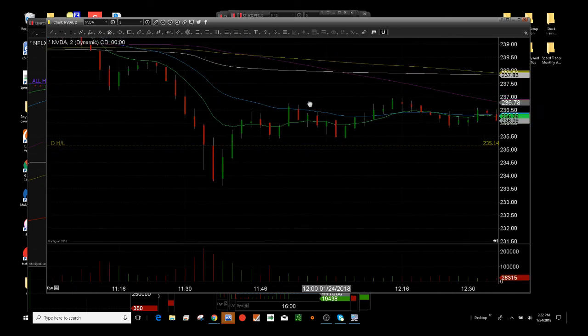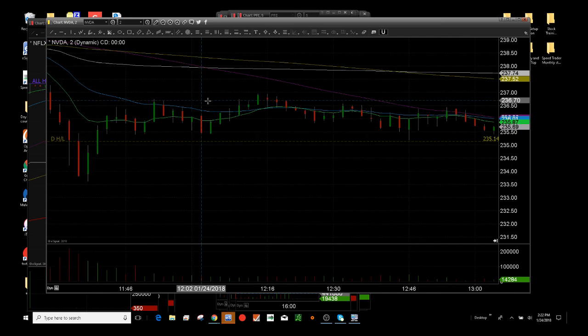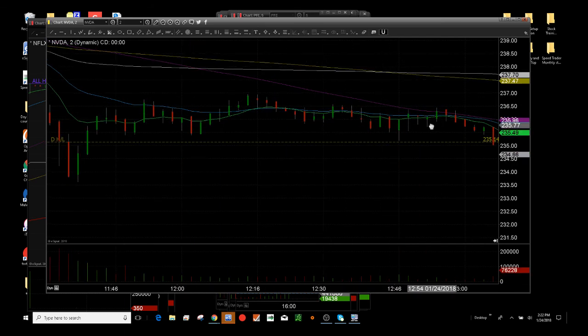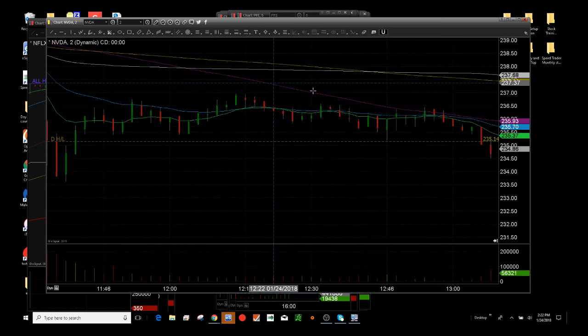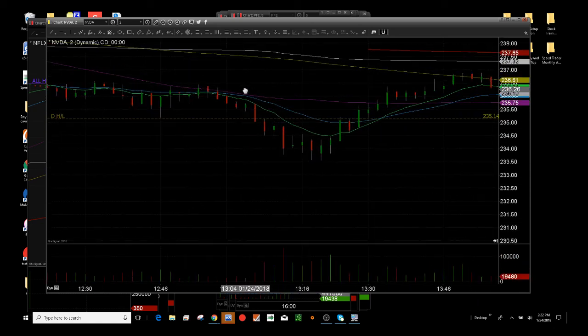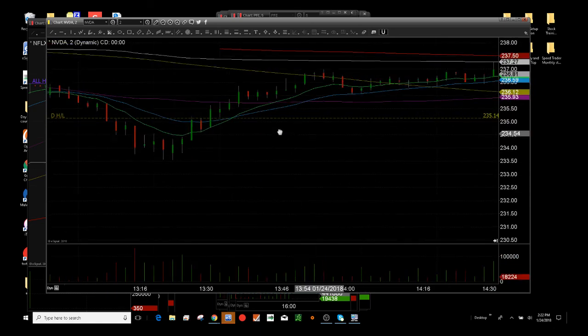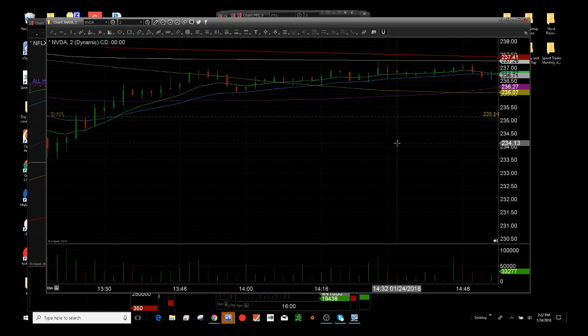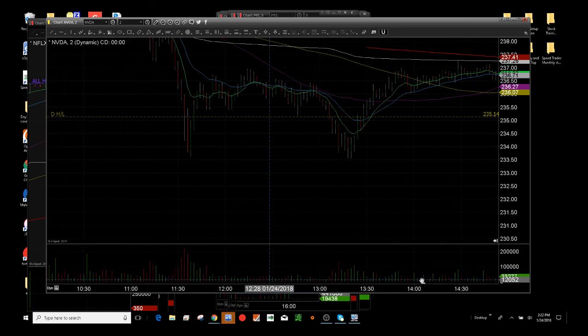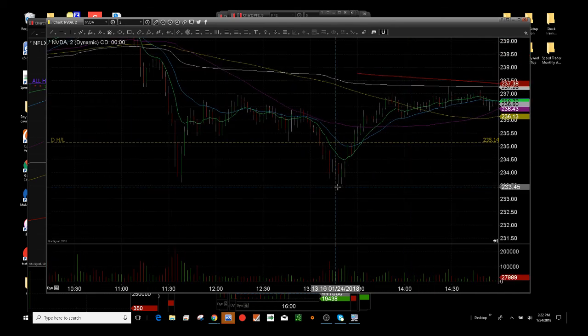Comes back up and goes sideways. Maybe the 50 now will push it down. Pushes it down. Nope. See, that's around the time where I said it usually dies out.